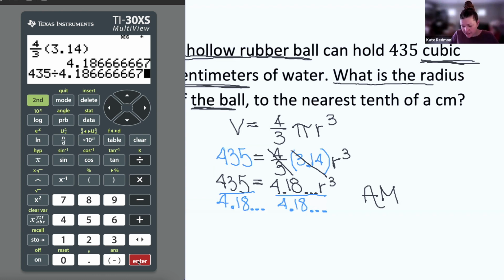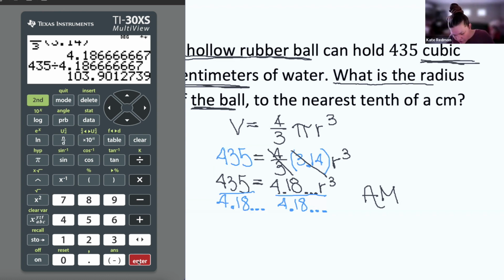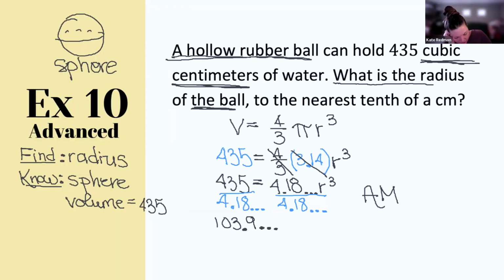And then enter again, and you should get 103.9, and so on. Let's look at the right-hand side. Let's keep our equal sign nice and steady. Multiplying by 4.18 and dividing by 4.18 are opposites, so they cancel. So what's left on my right-hand side? Just the radius cubed. Awesome.